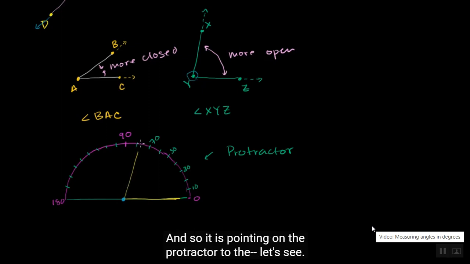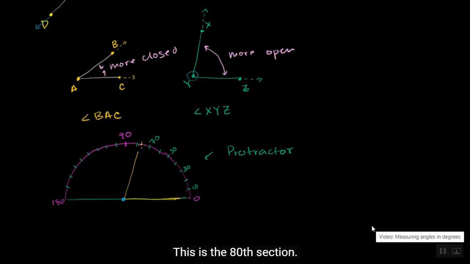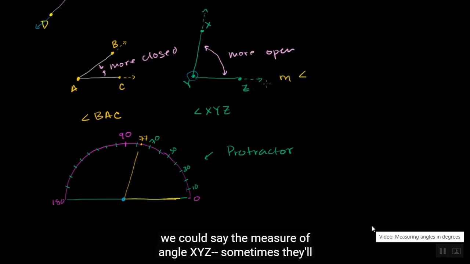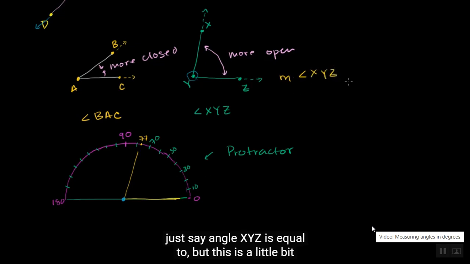And so it is pointing on the protractor to the, let's see, this looks like this is the 70th section, this is the 80th section, so maybe I would guess the 77th section. So this is pointing to 77 right over here. And so when we measure an angle, we could say the measure of angle XYZ, assuming that I drew it the right way, the measure of angle XYZ is equal to 77. Sometimes they'll just say angle XYZ is equal to, but this is a little bit more formal.